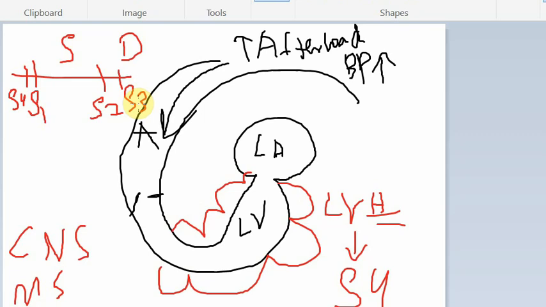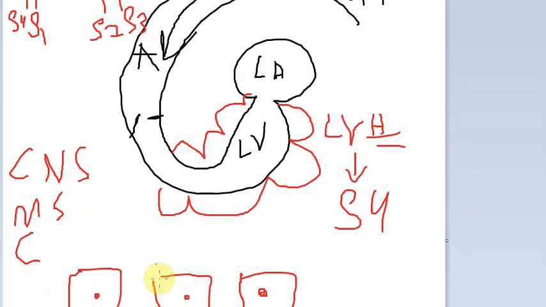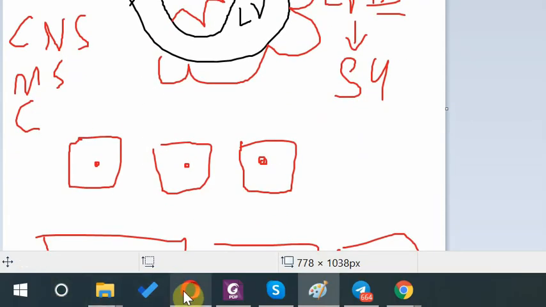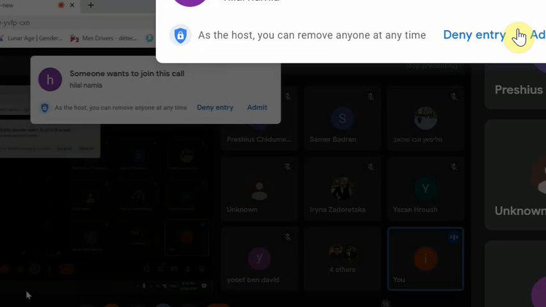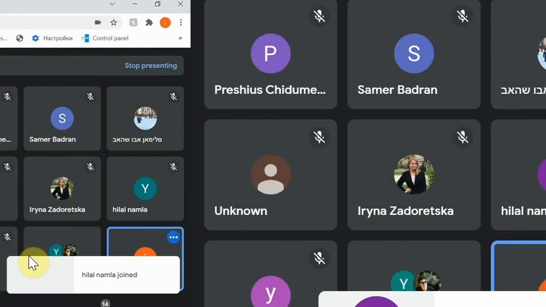Okay, what about S4? So it also makes sense. It's more close to the S1, not the S2. And if you still don't get it, guys, don't worry about it at all. You will get it in the future. It's just a matter of time.